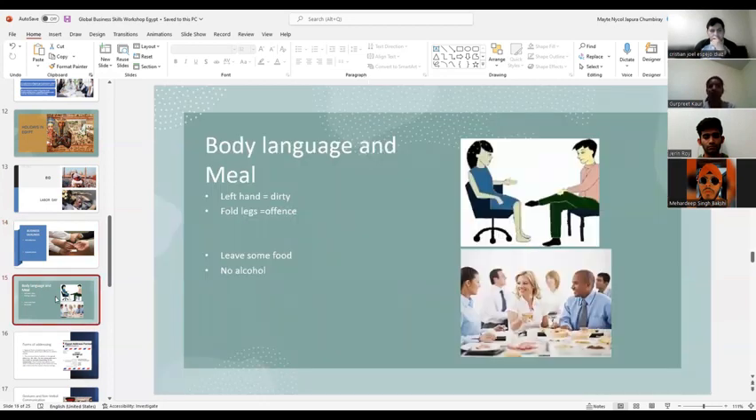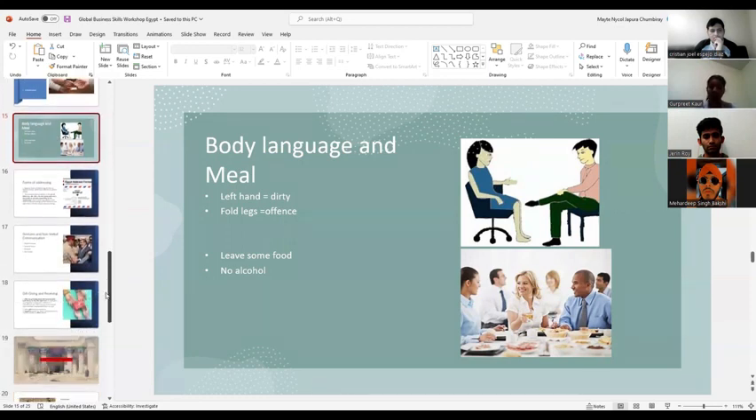Next is body language and business meetings. Eye contact is considered a major part while we are meeting with the business. If you have eye contact with your partners, then it is considered as honesty and trust. But use of the left hand is considered bad when we are talking with any person. They consider the left hand dirty, so that's why they don't consider any action from the backhand. Folding legs is also considered an offense.